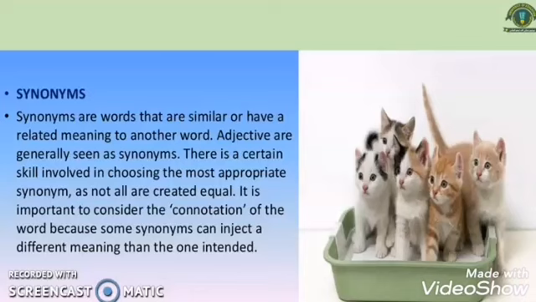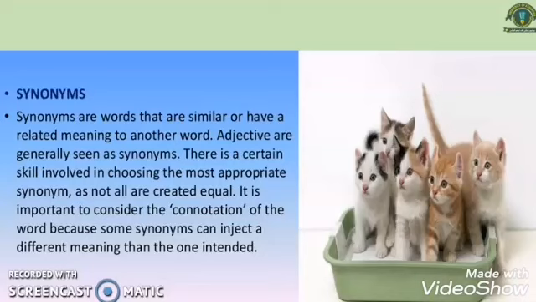We can also say that mostly adjectives are synonyms. There is a certain skill involved in choosing the most appropriate synonym, as not all are created equal. It is important to consider the connotation of the word, because some synonyms can inject a different meaning than the one intended. So it is clear that synonyms are very valuable in the text.